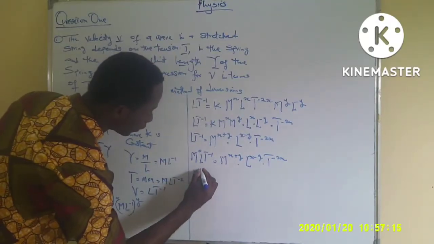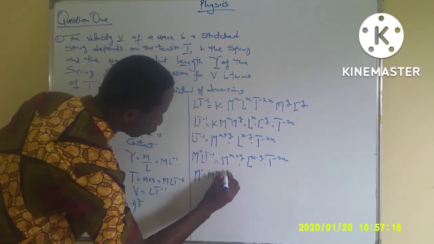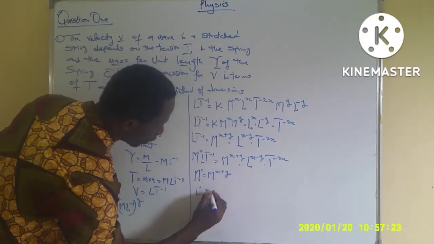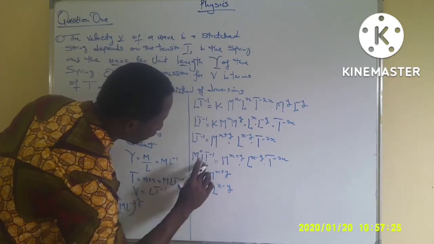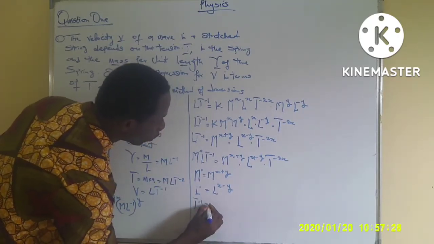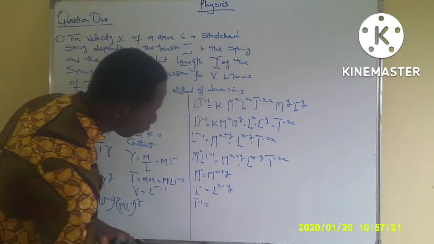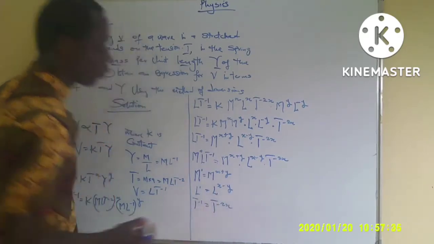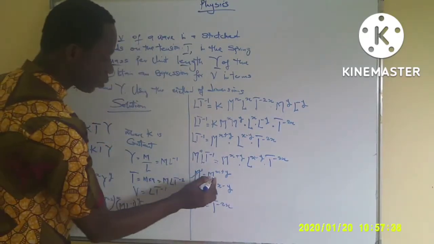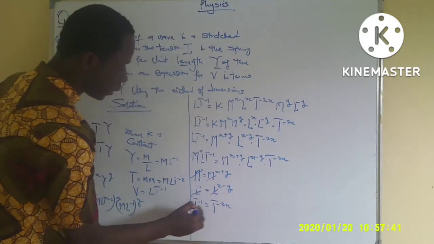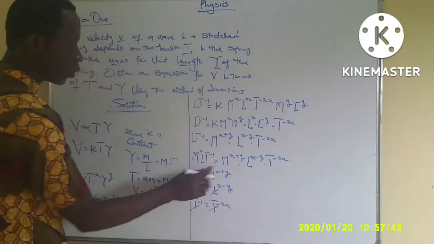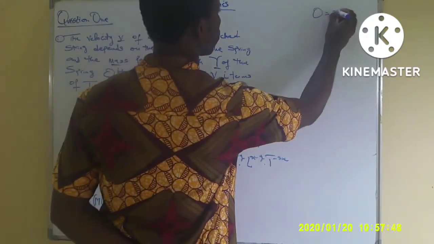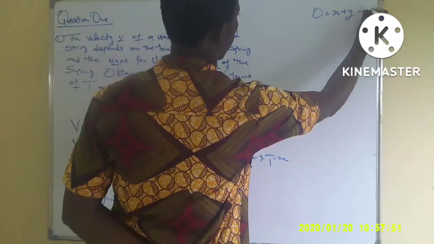So m raised to power 0 is equal to m raised to power x plus y. Then l raised to power 1 is equal to what? L raised to power x minus y. Then t raised to power minus 1 is equal to what? T raised to power minus 2x. So what happens? The m cancels the m, the l will cancel the l, the t will cancel the t. So we are left with what? 0 is equal to what? X plus y. Let's call this equation 1.